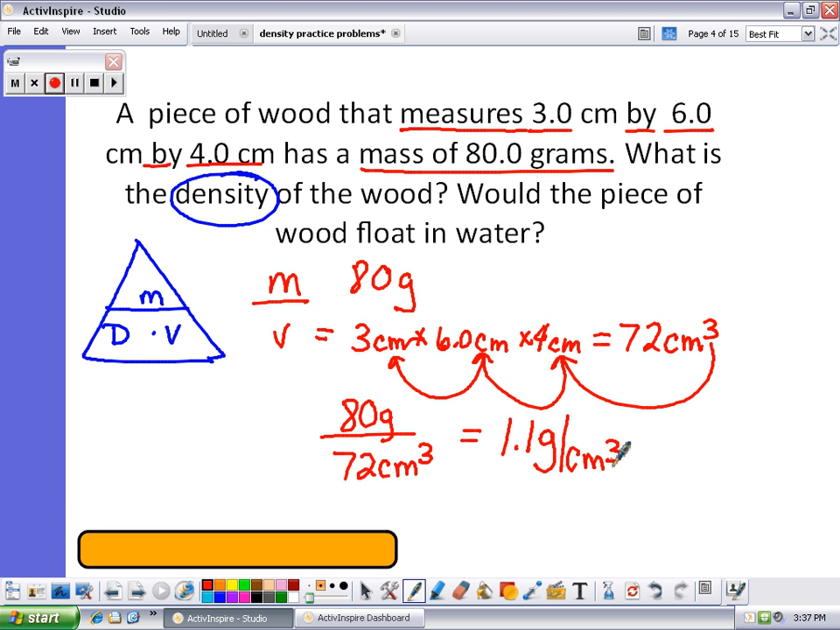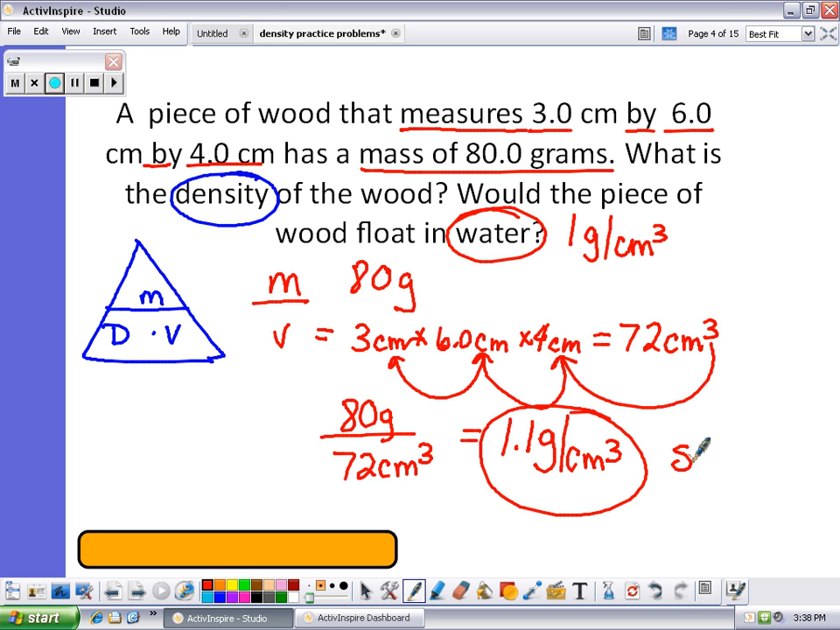The second part of the question is, would the piece of wood float in water? Well, this is something that I said you will need to know, and you're going to see over and over again. We know that water's density is 1 gram per cubic centimeter. If our answer is 1.1, is it going to sink or float? Because it is greater than 1, it is going to sink. Not a whole lot because it's just slightly heavier, but it will not float.